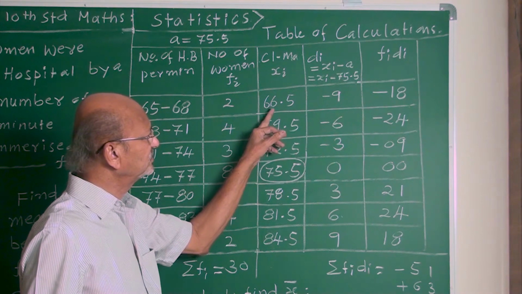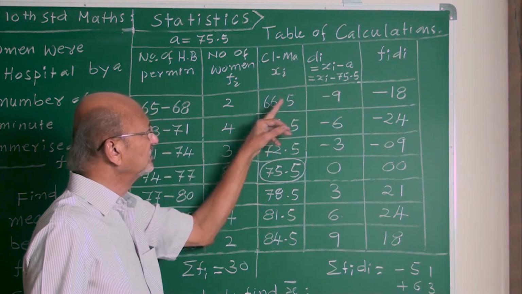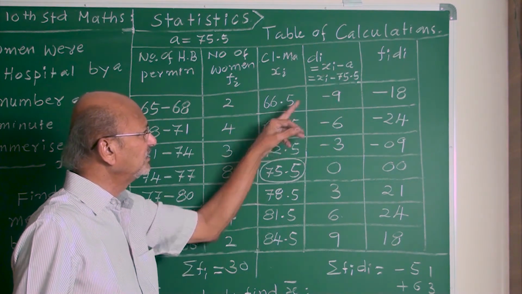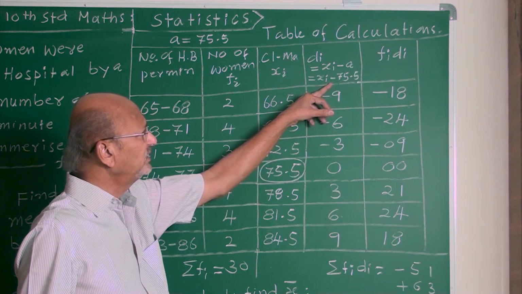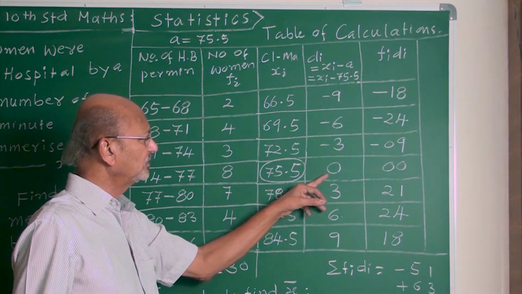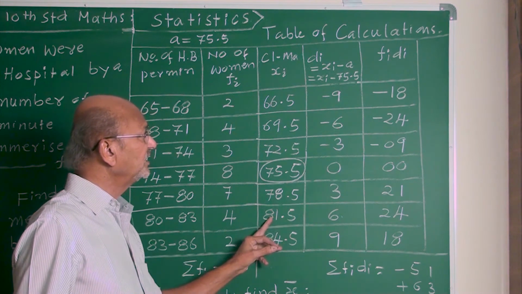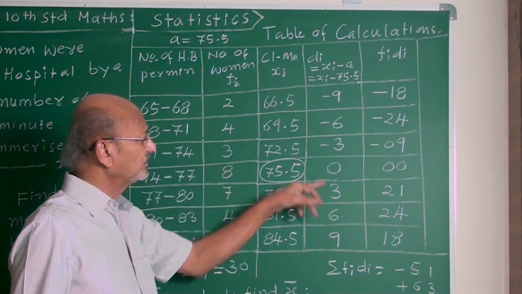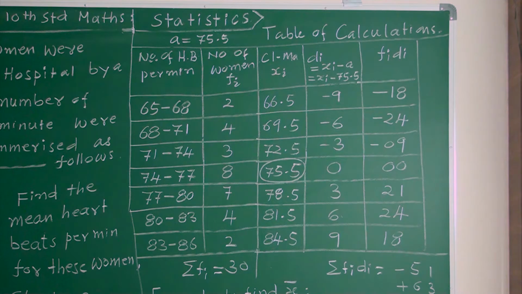66.5 minus 75.5, you mean 66 minus 75, is minus 9. 69 minus 75 is minus 6. 72 minus 75 is minus 3. 75 minus 75 is 0. 78 minus 75 is 3. 81 is 6. 84 is 9. This, my friends, is the column containing the values Di, deviations Di.